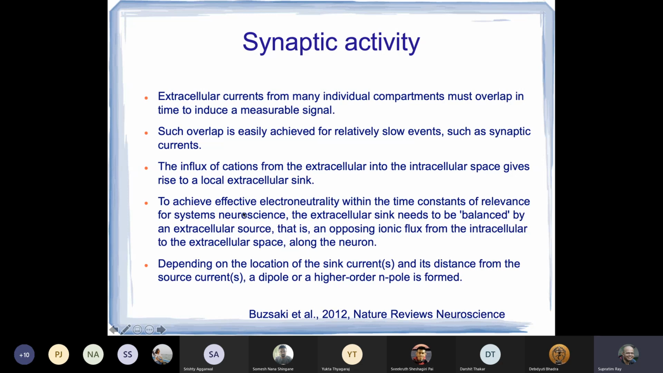However, to achieve effective electroneutrality, the extracellular sink needs to be balanced by an extracellular source, which is an opposite ionic flux from the intracellular to the extracellular space somewhere along the neuron. And then depending on the location of the sink and the source, a dipole or a higher order n-pole is formed. And it is these dipoles that constitute your extracellular potential.